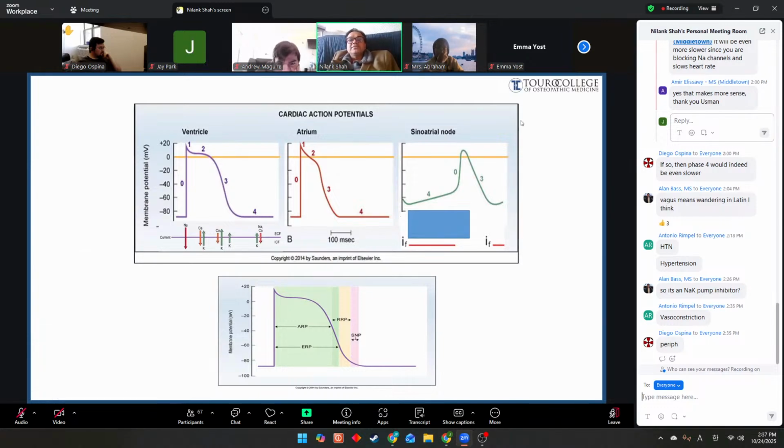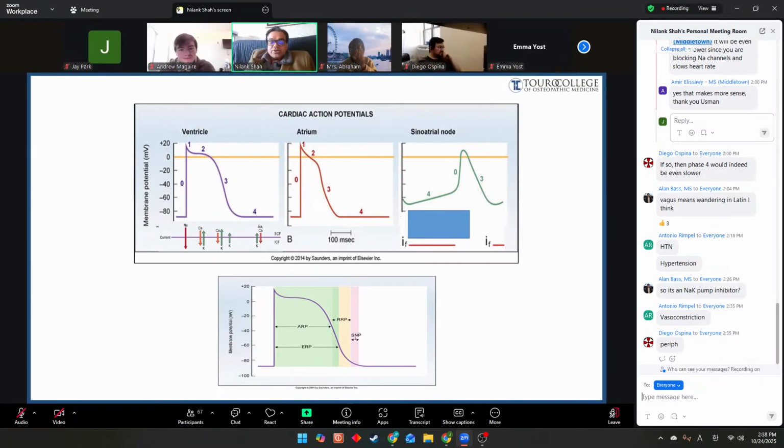What's the problem in decreasing phase 2? Or overall duration of action potential, if you decrease it, what's the problem in that? Because the refractory periods are shorter, allowing for a lesser stimulation to actually generate the next one, maybe causing an arrhythmia. Outstanding.